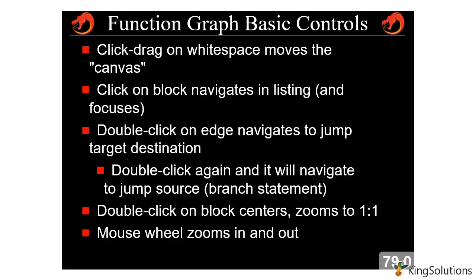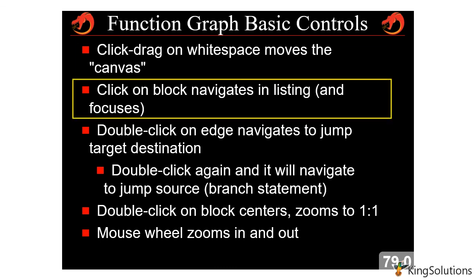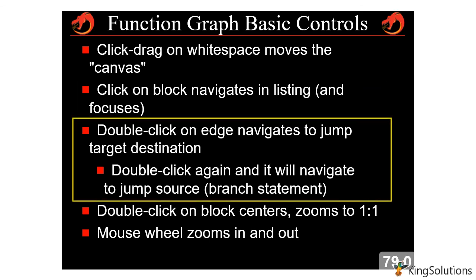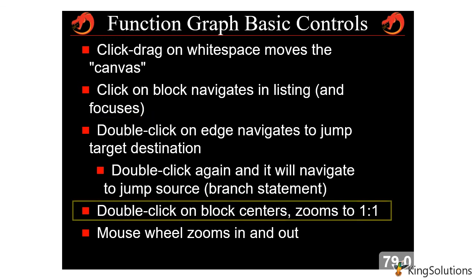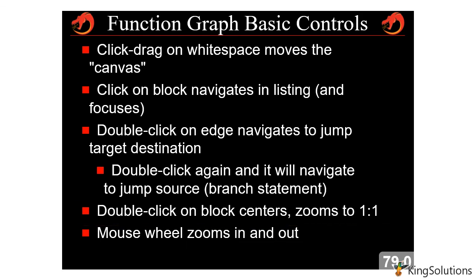Function graph. Basic controls. These are the function graph basic controls. Click and drag on white space will enable you to move the canvas. Clicking on a block will navigate and focus within the listing. Double-clicking on an edge navigates to the jump target destination. Double-click again and it will navigate to the jump source, the branch statement. Double-clicking on block centers will zoom to 1-1. The mouse wheel also enables you to zoom in and out.